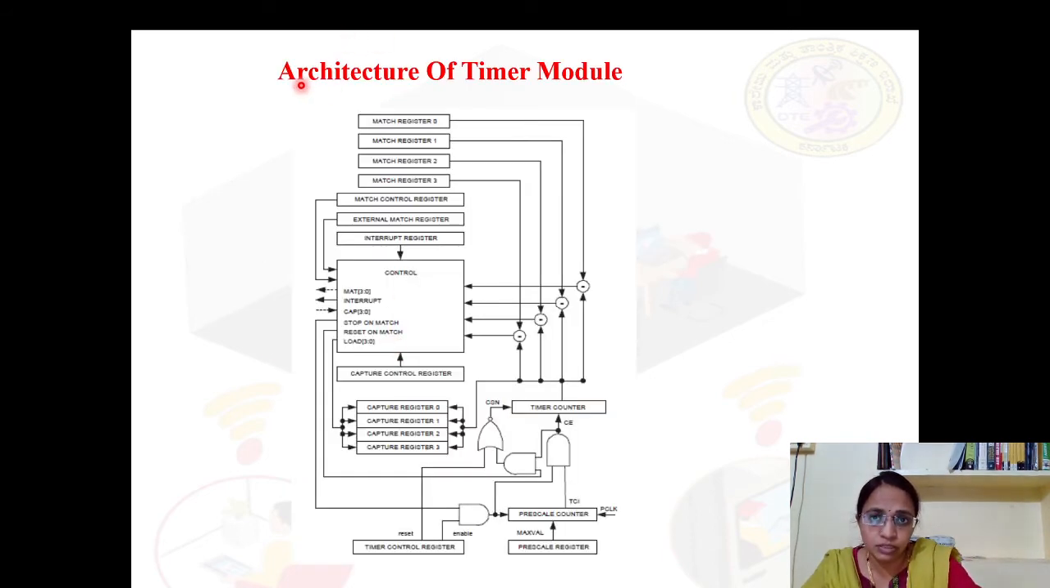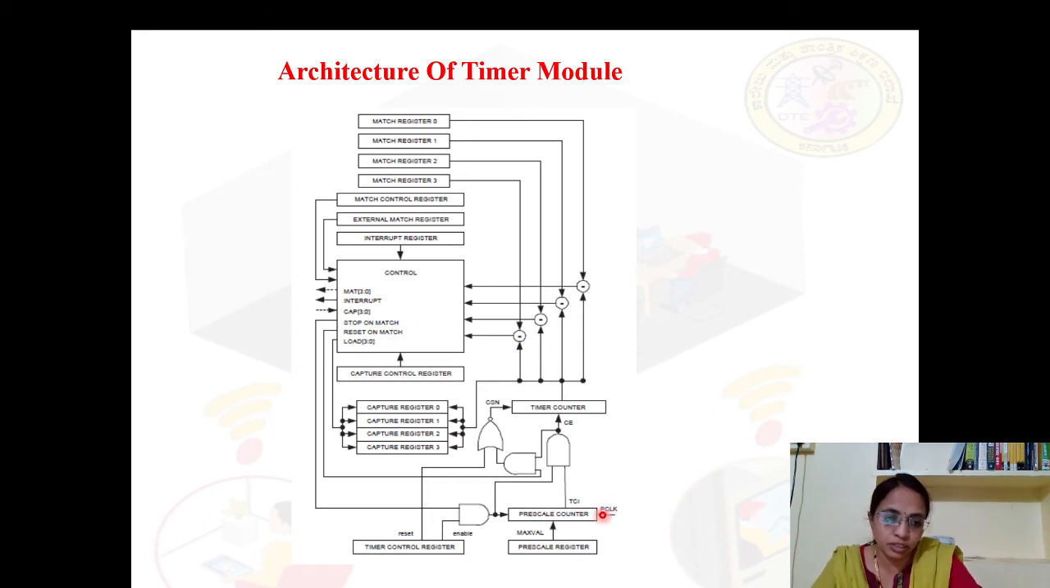Next we will see the architecture of the timer module. So this is the architecture of the timer. As you can see on the screen, this architecture contains many registers, and there are comparators, and a control circuit, and there is input from the peripheral clock. This full architecture receives input from the peripheral clock.